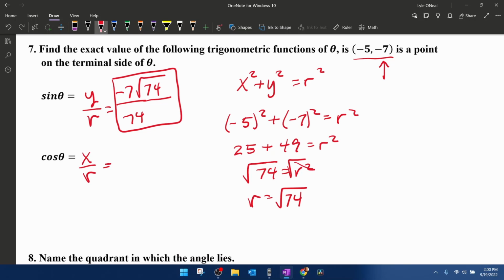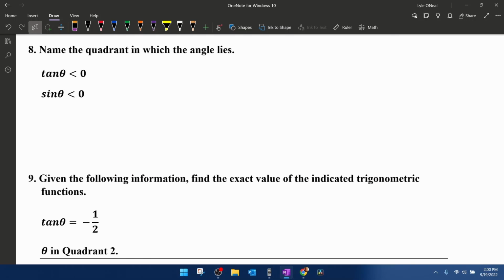Cosine is x over r. X is -5 over the square root of 74. Again, we need to rationalize. So copy the square root to the top, erase the square root symbol in the bottom, and there are our exact answers rationalized. Next, number 8, name the quadrant in which the angle lies.